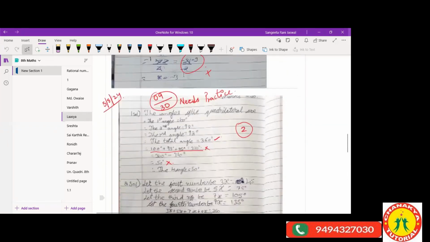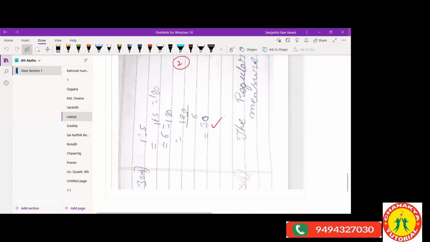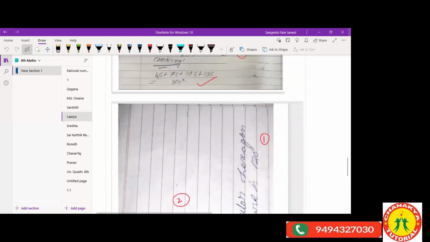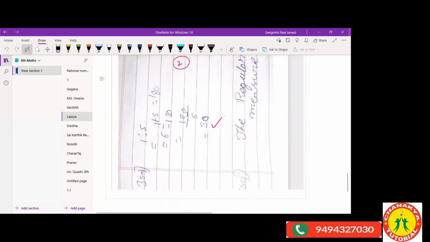Ma'am, the sixth question I was not able to understand, like the angle questions, I'm not able to solve them so quickly. The 6th question? Let me check. What was the 6th question? The 6th question was a parallelogram question. The angles of a parallelogram were given here. This angle was given 100 degrees. These angles were X, Z and X. These angles were Z and X. You have to find X, Y, Z.